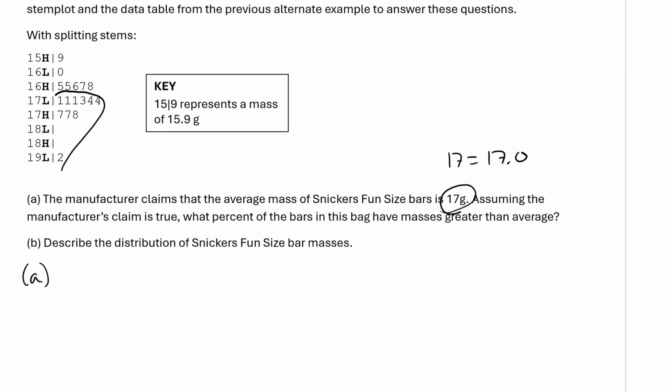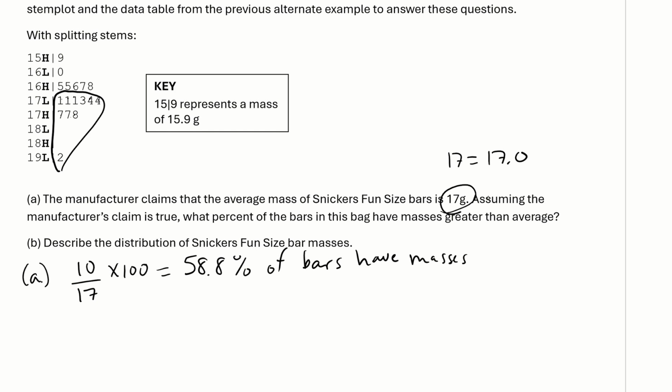So let's add those up. 1, 2, 3, 4, 5, 6, 7, 8, 9, 10. So that's 10. So that's going to be 10 out of 17 in total. So we got 10 out of 17 times 100 is 58.8%. So 58.8% of the bars have masses greater than 17 grams. Okay.